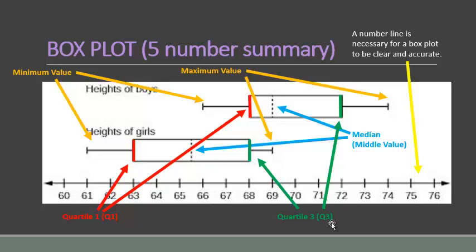The next number is quartile 3, or Q3. This is sometimes referred to as the upper quartile, and in our graph is denoted by the green arrows and green bars. To find this value, you write out from the middle value to the maximum value and calculate the median between those.